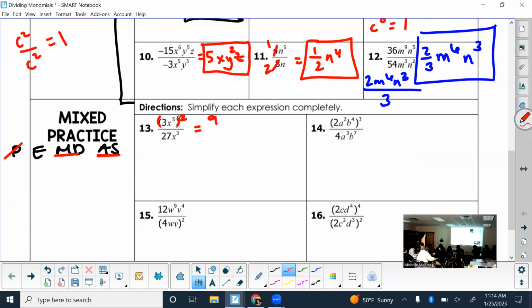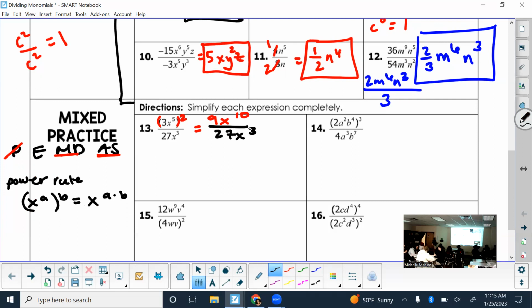And then when I have x to the 5th raised to the 2nd power, what's going to be the new exponent on the x? Well, we're not adding them. Try again. It's going to be 10, because that's the power rule. The power rule says if I have a power raised to a power, you multiply the exponents. So 5 times 2 there. Okay, we still have the denominator. We didn't do anything to it yet. But now we can, because all that's left is to divide them. Does that make sense?